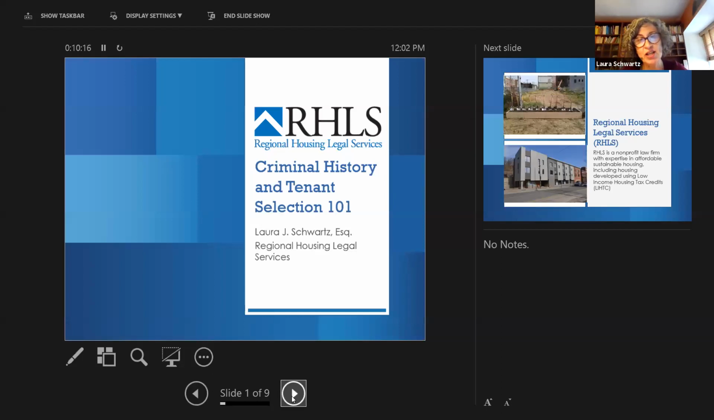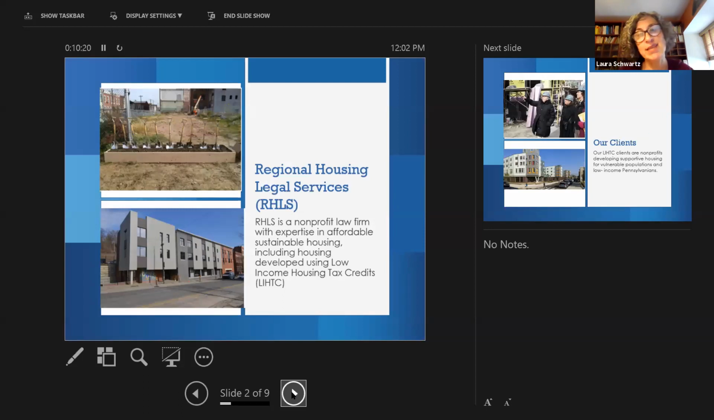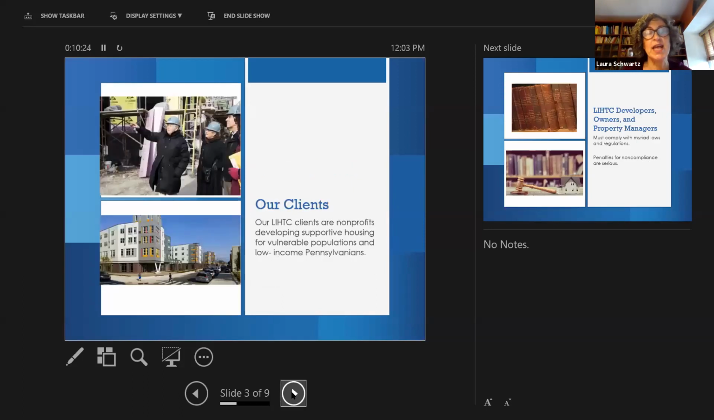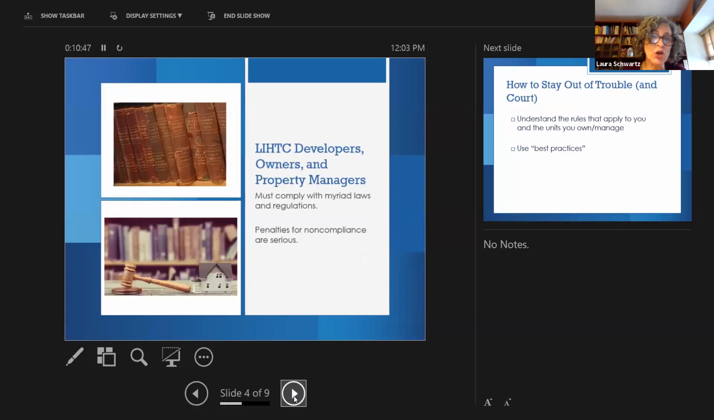I am an attorney with Regional Housing Legal Services, and as part of my practice, I primarily represent nonprofit organizations that develop affordable housing using the low-income housing tax credits. For those of you who are not aware of it, over 90% of the affordable housing developed in the United States is developed using the low-income housing tax credit. However, what you learn today is not only applicable to that type of housing, it applies to all rental housing. So whether you own or manage a low-income housing tax credit funded project or not, you will learn what you need to with respect to criminal record screening today.